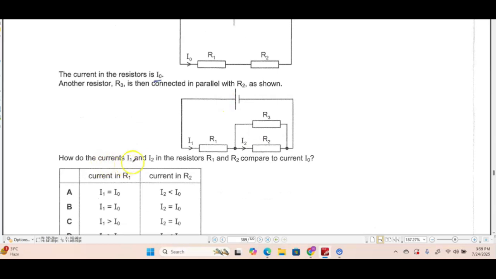Okay, how do the currents I1 and I2 in the resistors R1 and R2 compare to the current I0? Okay, Asha ji, this was a circuit where I0 was present. It was connected in the circuit where the resistors were connected in series. Now what's the change that has happened in this circuit is that this current I1 present at the place of I0, it now has two resistors connected parallel to each other.